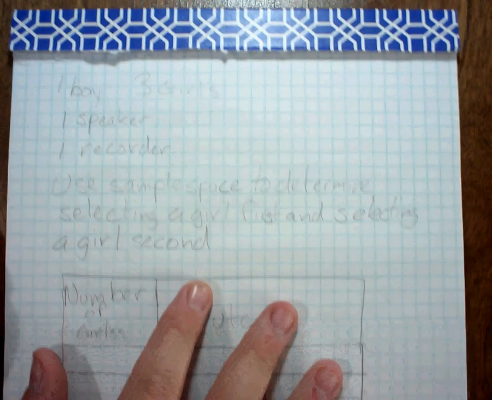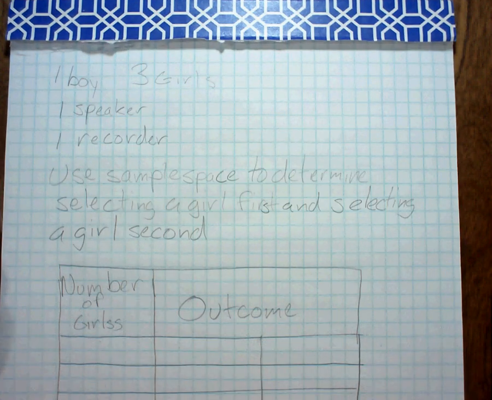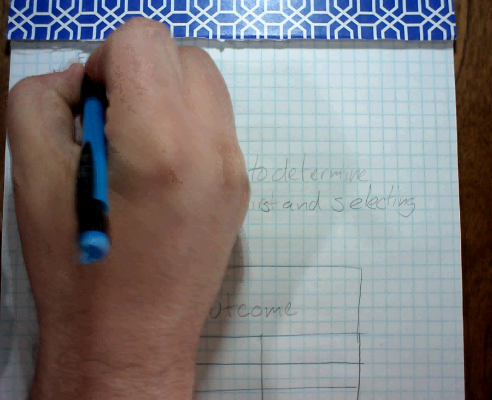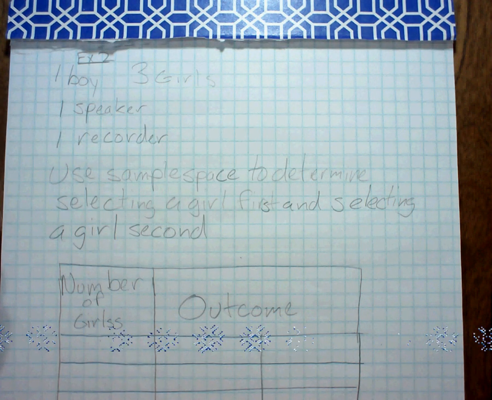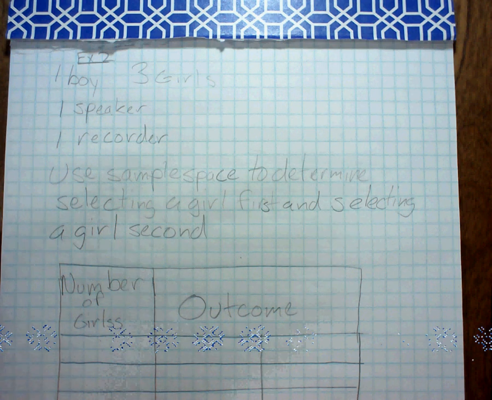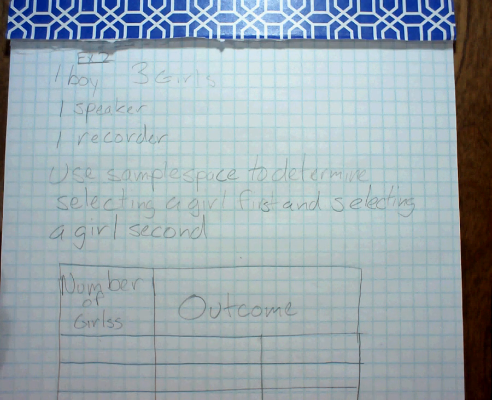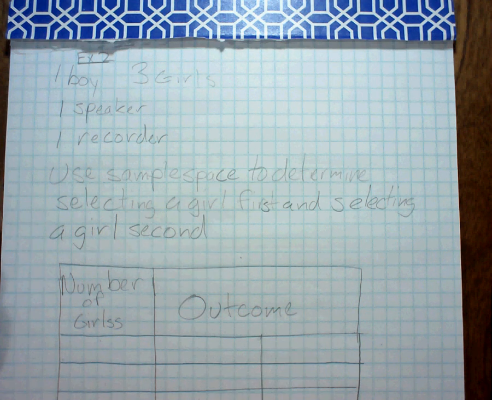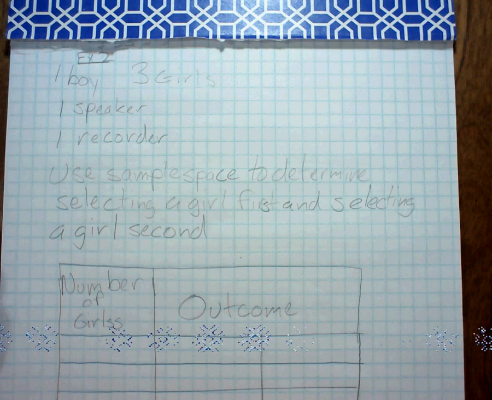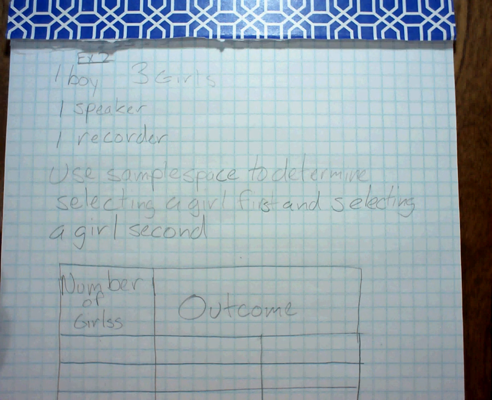So for example number 2, what the textbook wants us to do is consider a group of 4 kids, one boy and 3 girls, and a teacher is going to randomly select one person to be a speaker and one person to be a recorder. So then we have to create a sample space to determine if selecting a girl first and then selecting a girl second, if those are independent events.